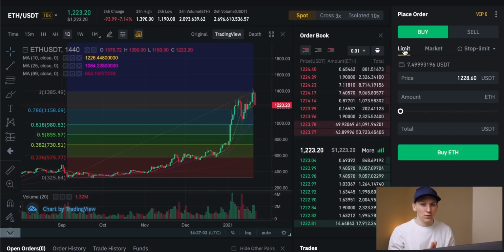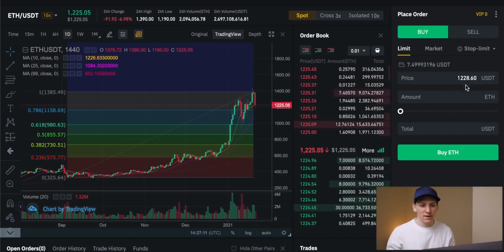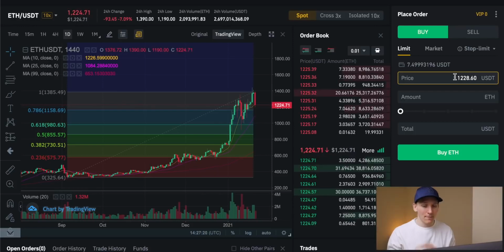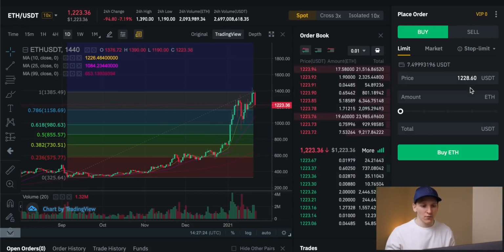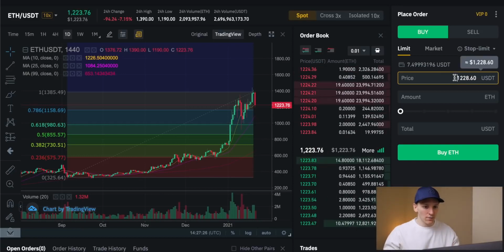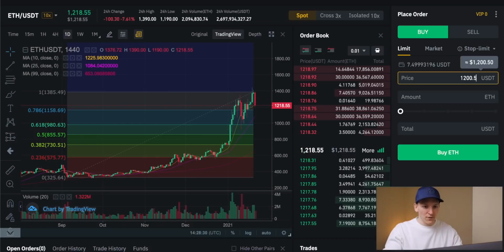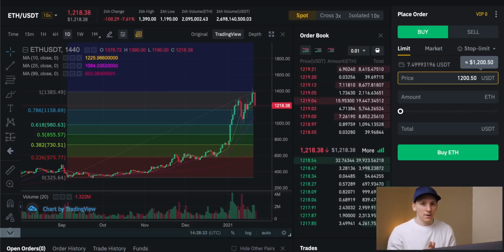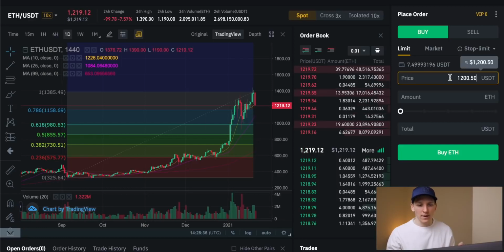With a limit order, you choose everything. You choose the amount that you want to buy and the price of the asset. So you can choose how much you want to pay. So you can see on this occasion, it actually gives us an amount that we can pay. So right now the market is 1,224. I can say that I want to pay 1,200 like this. Now this is, let's just put a 50 in there. This is actually below the current market price. So the current market price is 1,218 and you want to pay 1,200.